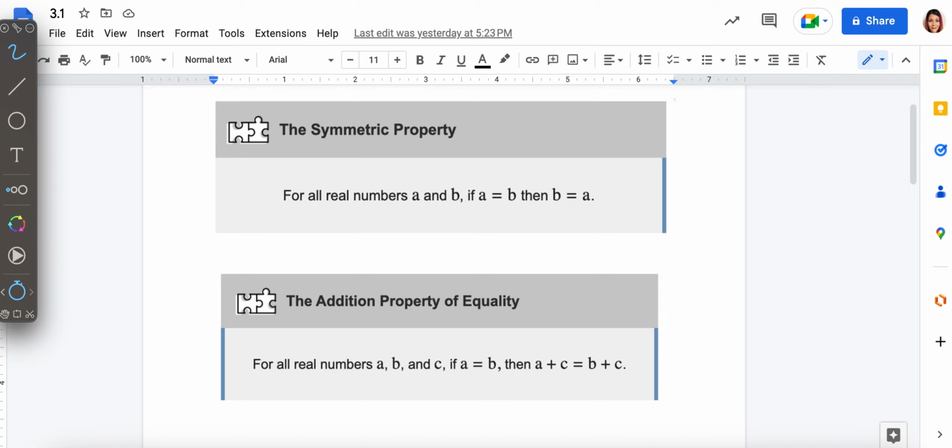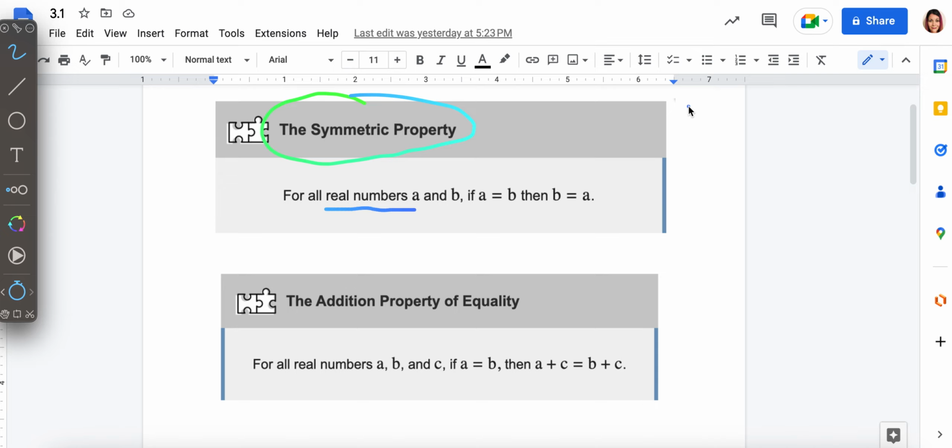So we want to talk about the different properties of equality. The first property we are going to talk about is the symmetric property. The symmetric property says for all real numbers A and B, if A equals B, then B equals A.